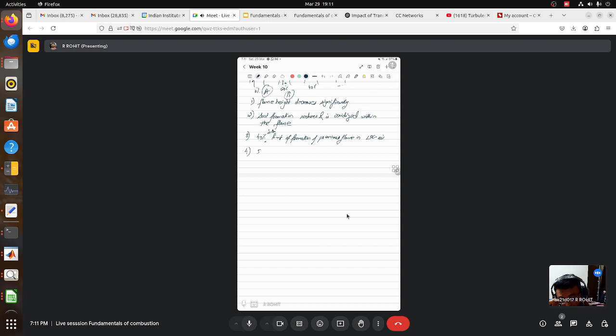Then at 50% and above, it burns as a rich premixed combustion. And the flame height does not change significantly after this.